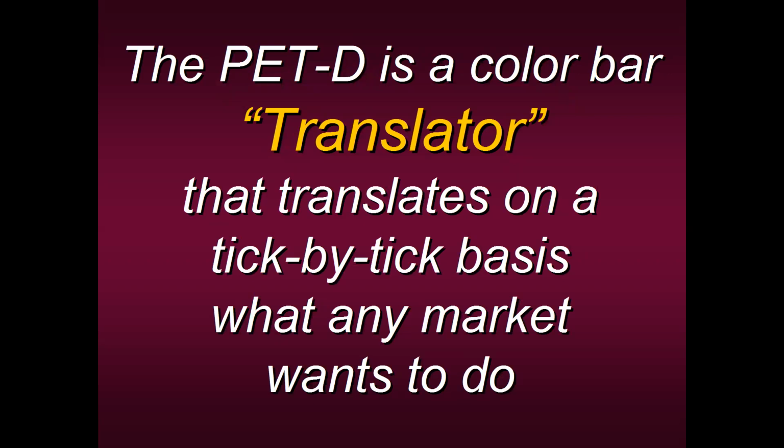It's a color bar translator. It colors the bars either green or red, and it translates on a tick-by-tick basis what any market and any time frame wants to do. That's how sensitive it is. So in other words, if it wants to go higher, it colors the bars green, even on a down day.